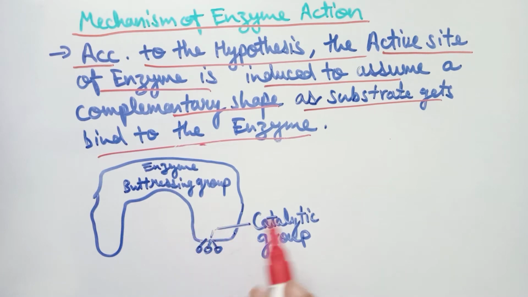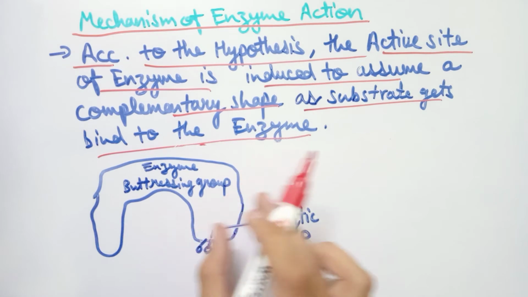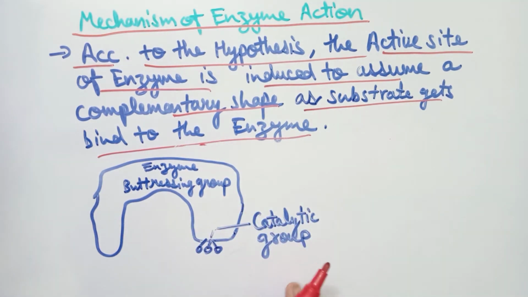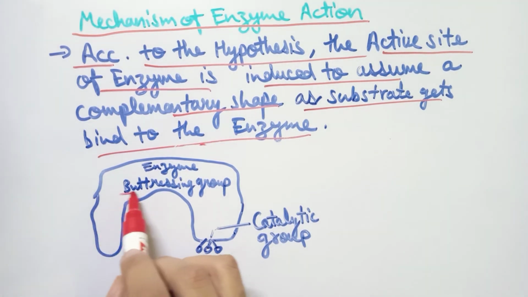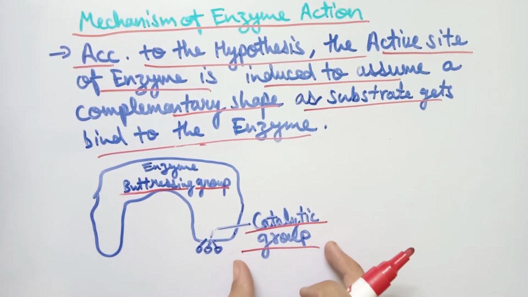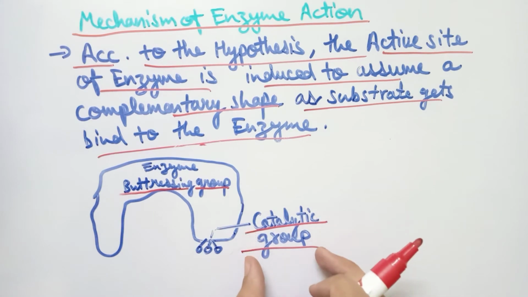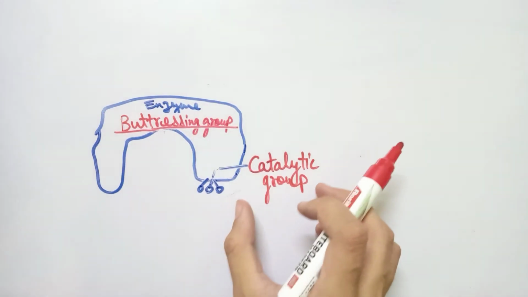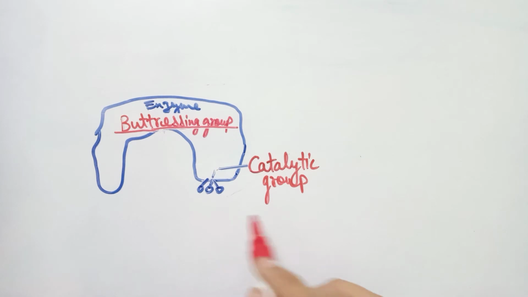Now let's see the mechanism of how the active site of an enzyme changes in order to form a product when the substrate comes according to this induced fit hypothesis. So let's assume that this is an enzyme. According to this hypothesis, the active site of an enzyme contains two groups. The first group is the buttressing group, and the second group is the catalytic group. Now, the catalytic group is important because this catalytic group actually goes through conformational changes when the substrate comes.